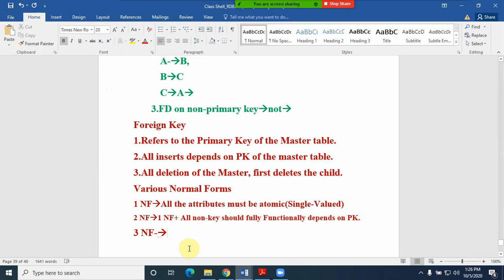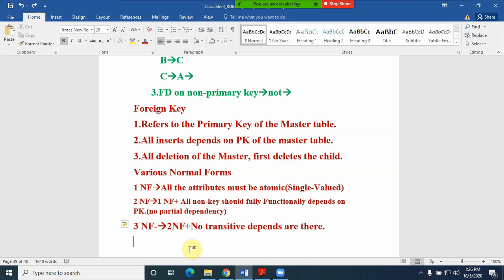And third normal form we are seeing now, friends, which should satisfy second normal form. Already we have seen 2NF. Along with that, no transitive dependencies are there. So here fully functionally dependent means no partial dependency. No partial dependency. Whereas if you are referencing the transitive dependence, there should be no transitive dependencies.